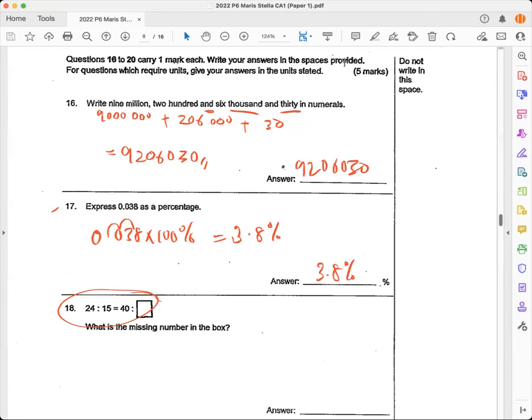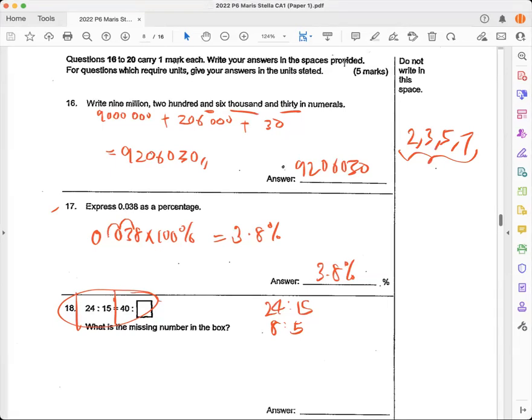Question 18. Always simplify the ratio. So look at this one, 24:15. Always simplify the ratio to the simplest form. So 24 divided by 3 is 8, 15 divided by 3 is 5. So this is the simplest form. Without a calculator, when you simplify to the simplest form, you must always divide by prime numbers until none of the prime numbers can be used to divide. What are the prime numbers? 2, 3, 5, 7. So always test these four numbers until none of them can be used to divide. Then that will be the simplest form.